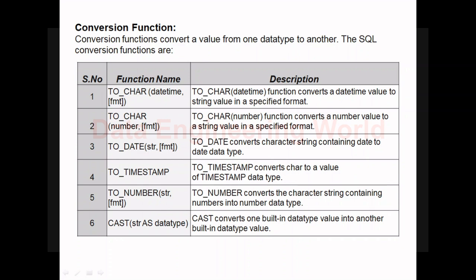The next conversion function in the list is toTimestamp, which converts the character string into a timestamp data type. This function also takes two parameters, namely the string and the format, similar to toDate function, and it gives us the output as the timestamp, which is the default timestamp of the system.